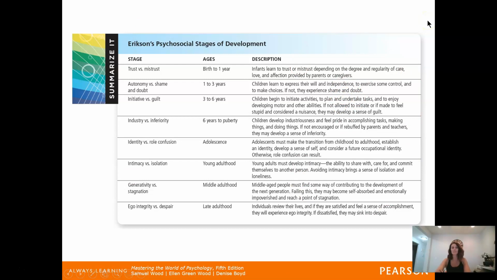So with Erikson's, we have trust versus mistrust. This is birth to about 1 year of age. This is where infants learn to trust or mistrust depending on the degree of regularity of care, love, and affection. It doesn't even have to be the actual biological mother or father. This could be a grandparent, an aunt or uncle, or an adoptive parent. It is whoever is treating them and loving them and feeding them and making sure they're safe. This is your trust and mistrust.